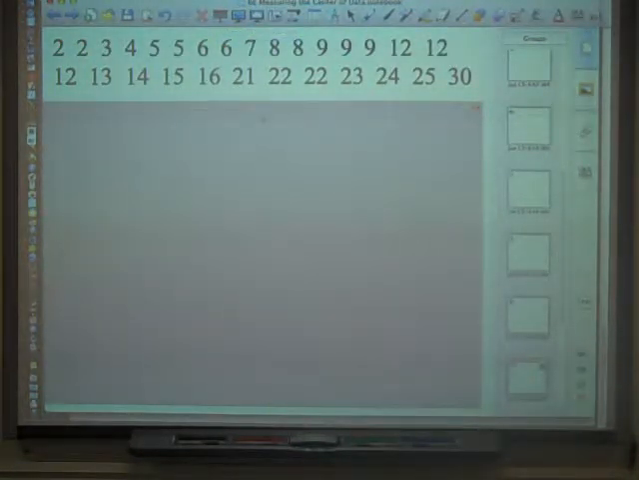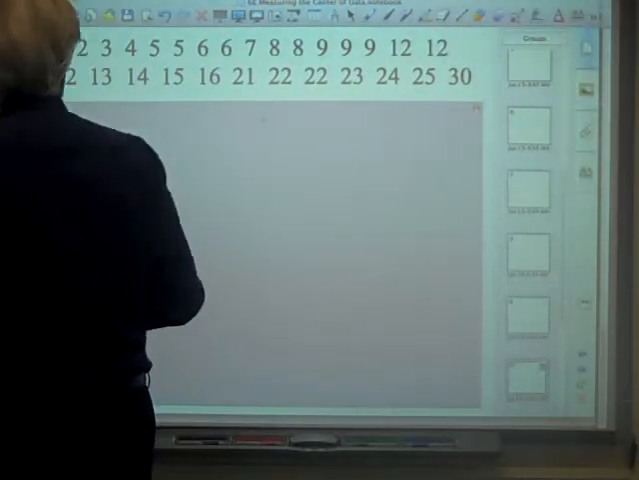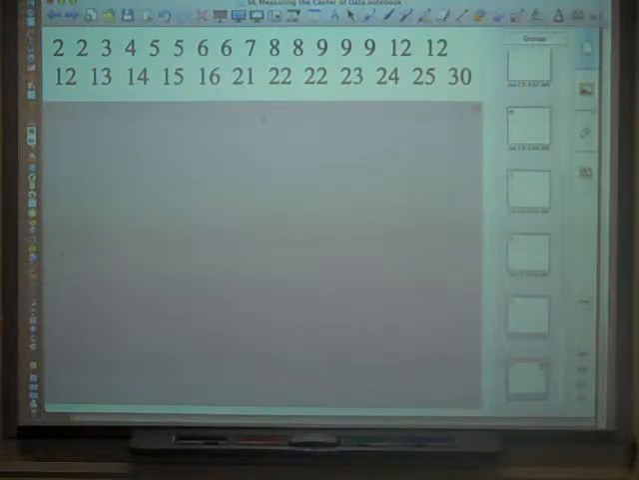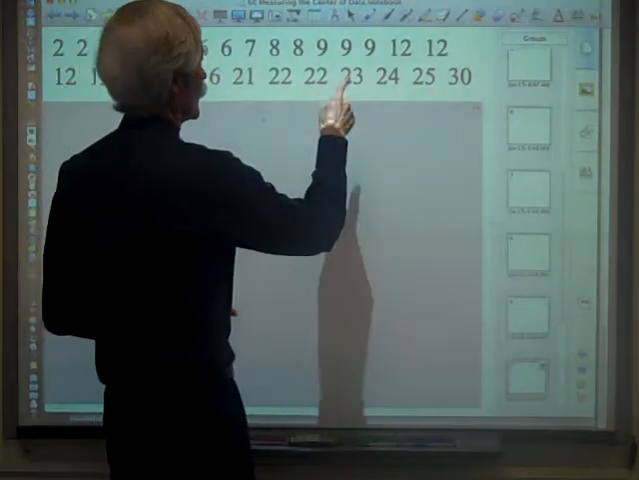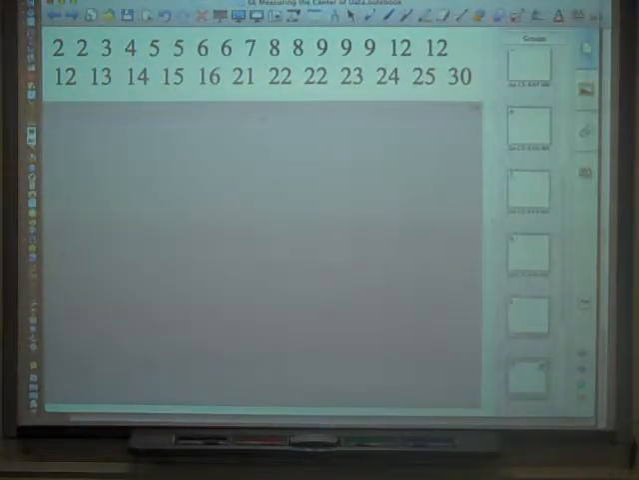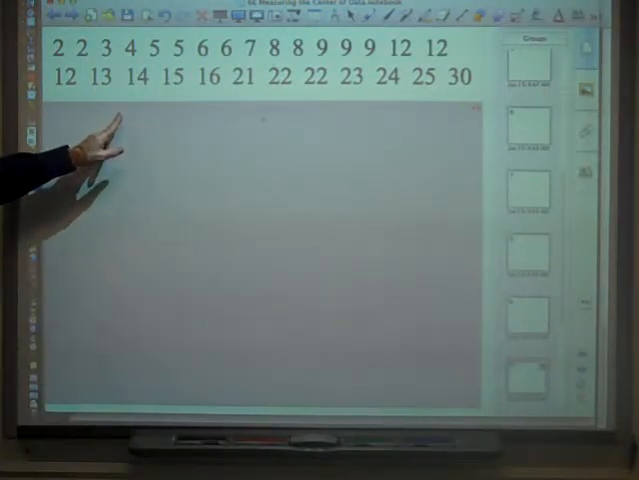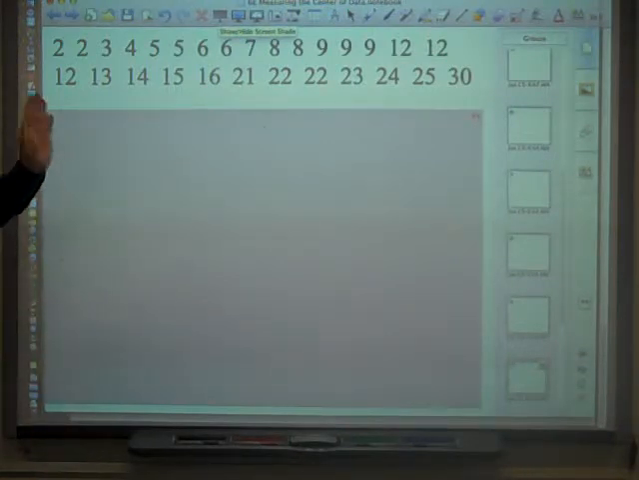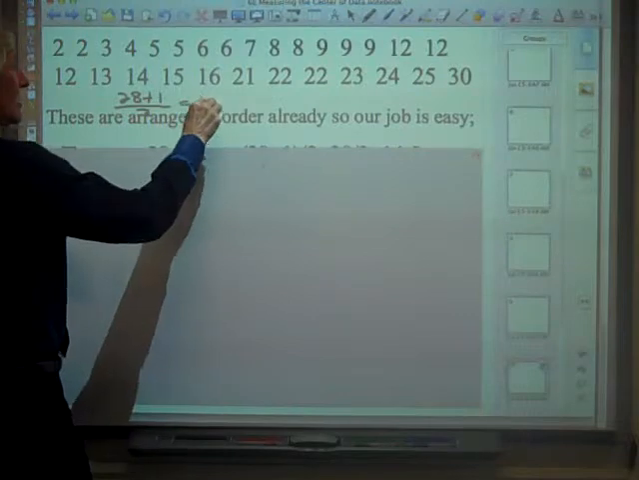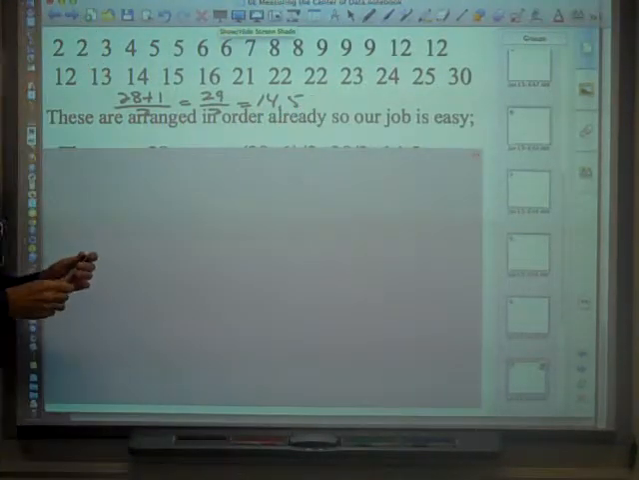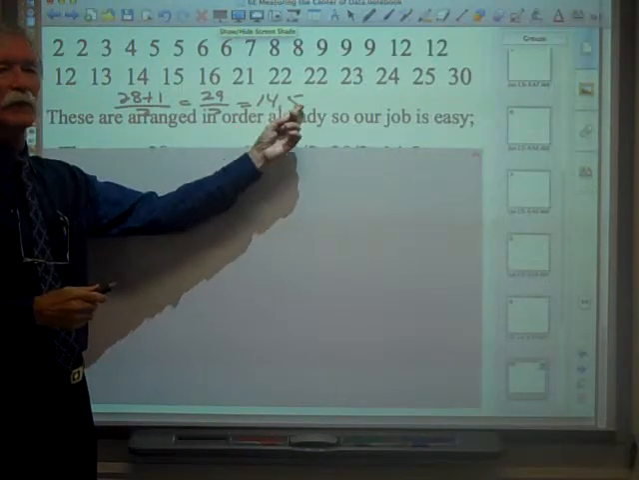10.5. There's 28 numbers. 28 plus 1, 29, divided by 2 is 14.5. The 0.5 means that it's even. So do the 14th term of that sequence plus the 15th term and divide that by 2. So where will I look? The 14th and the 15th term, and see what's in the middle.